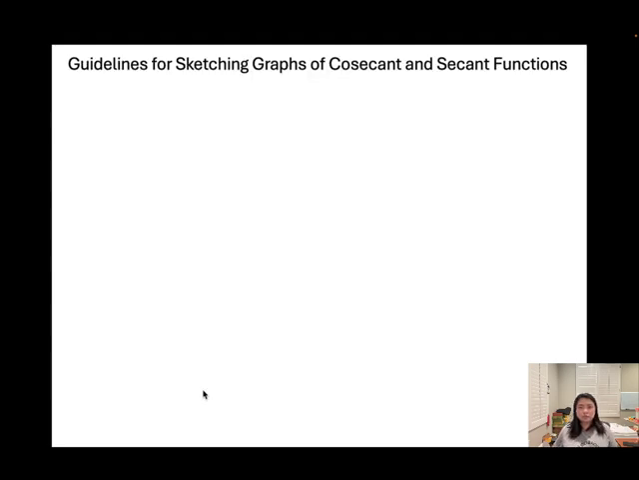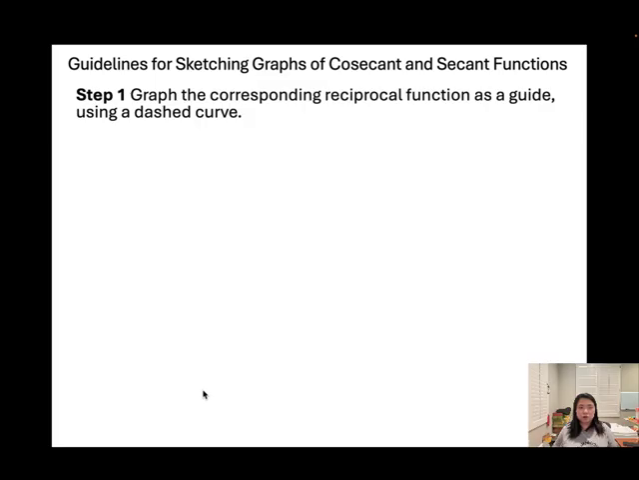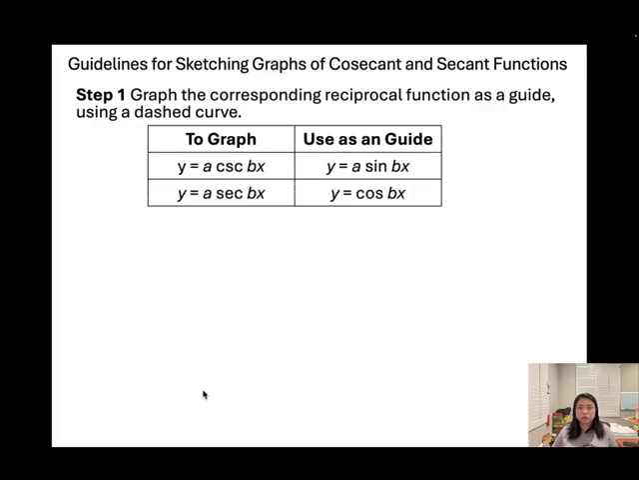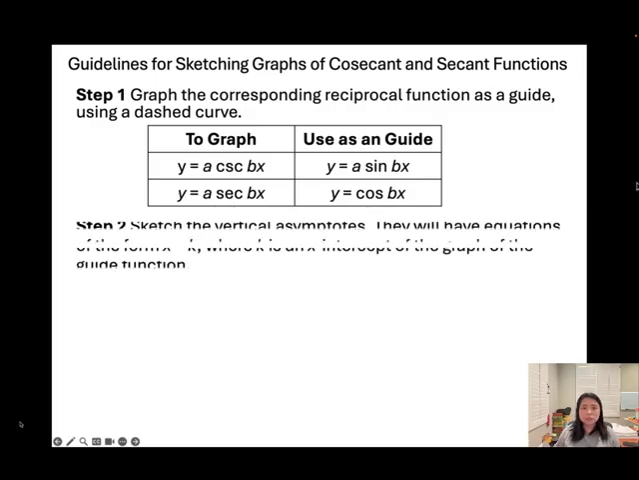Okay, guidelines for sketching graph of cosecant and secant function. So step 1, graph the corresponding reciprocal function as a guide using a dash line. So if you want to graph y equal to a cosecant bx, first, you're gonna use y equal to a sine bx as a guide. If you want to graph the secant, then you'll be using the cosine. This is step 1.